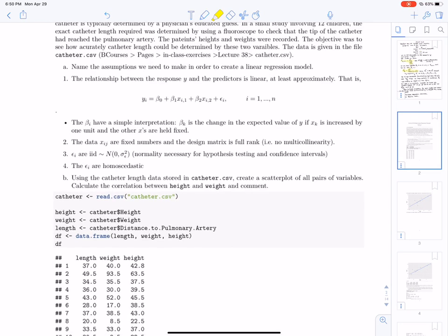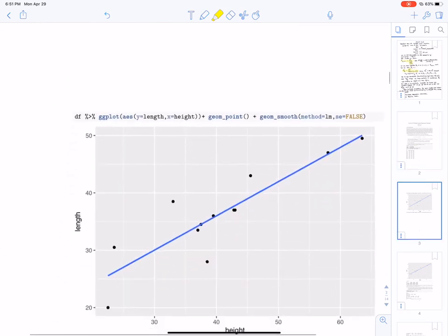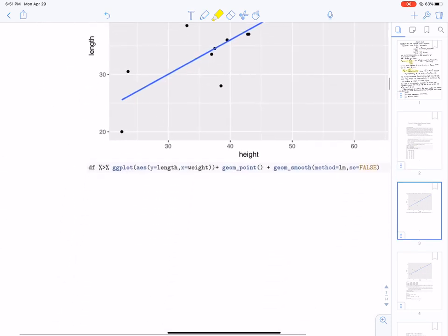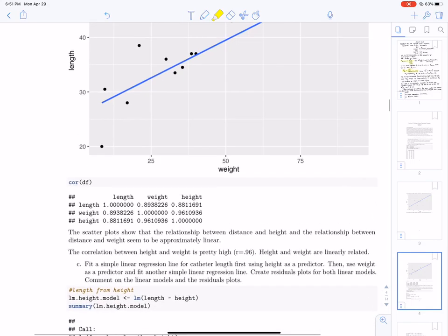Okay, so using the catheter length, we make a scatter plot with length and each of the predictors, and we calculate the correlation between height and weight. Then we can look at the correlations, and we see a high correlation between height and weight, 0.96.